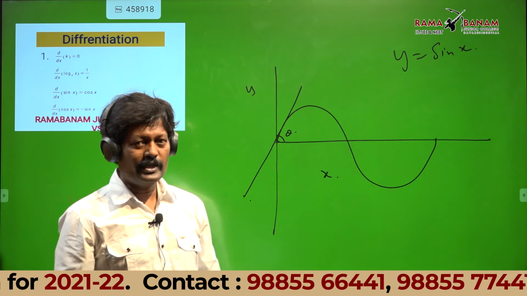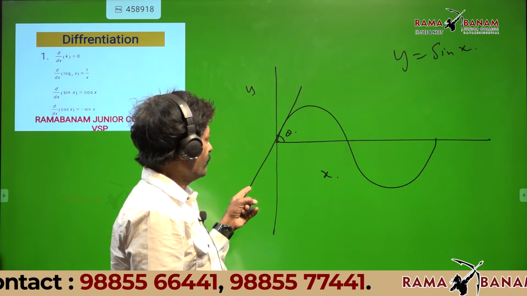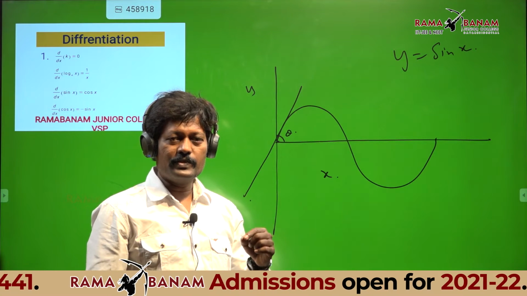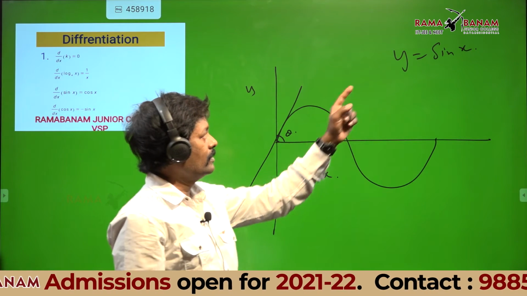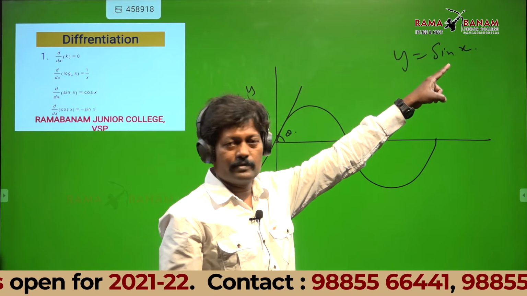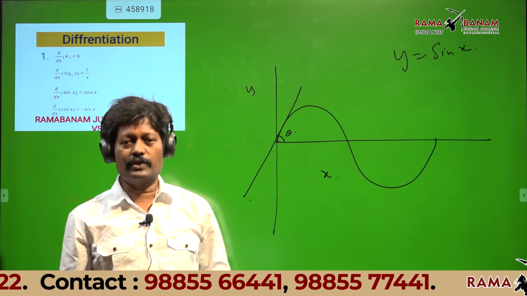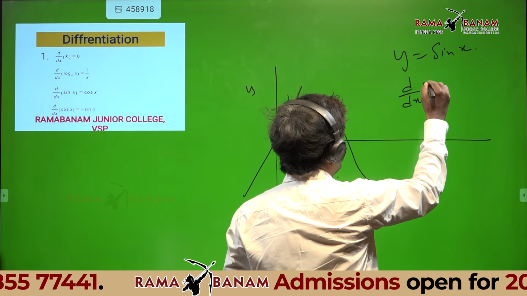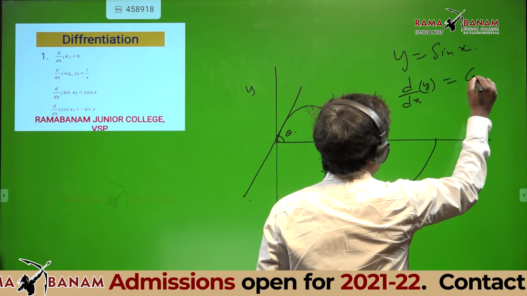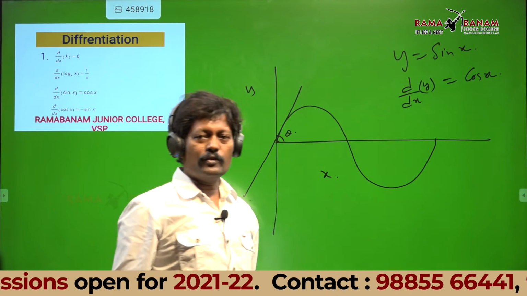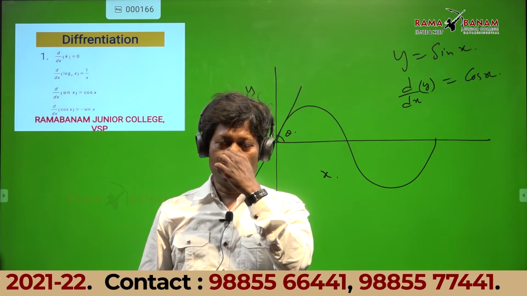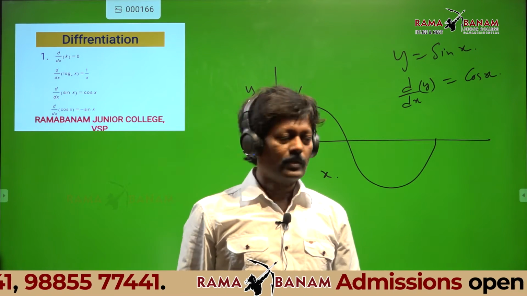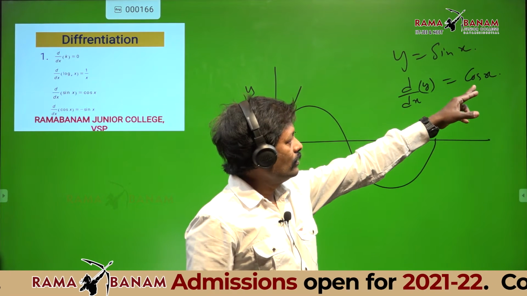Let me find out the slope of the tangent. Slope of the tangent is nothing but dy by dx. In other words, we say we are differentiating y with respect to x. So, actually we write d by dx. How we got the formula, you are going to learn in your mathematics. But now we should know the value.